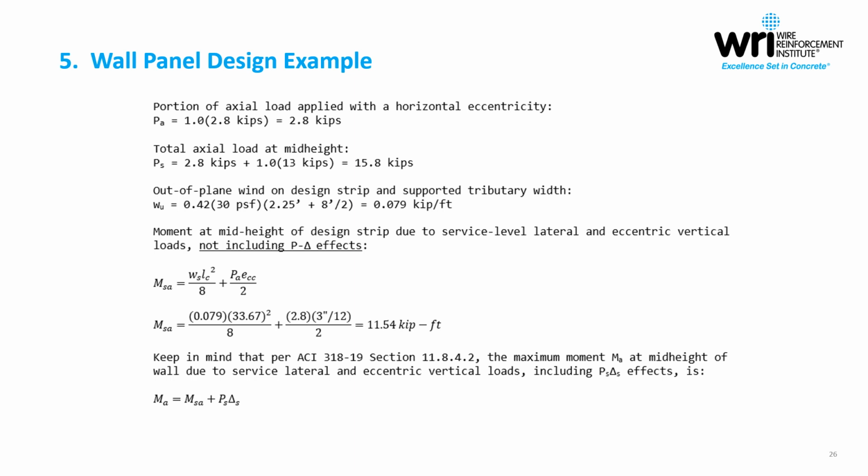Keep in mind that per ACI 318, section 11.8.4.2, the maximum moment M sub A at the mid-height of the wall due to service level lateral and eccentric vertical loads, including P delta effects, is as indicated there. So it's M sub SA plus an axial load times a service level deflection. And we'll get into that downstream here.